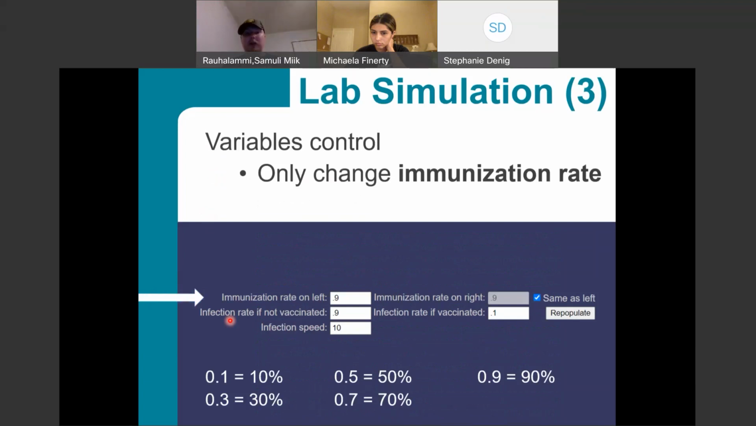And you also choose how many of those people are going to be green, how many of them are going to be red. So what's the immunization rate of the population? We're going to use, rather than percentages, numbers that you'll see in statistics. 0.1 refers to 10%, 0.3 refers to 30%, 0.5 to 50%, 0.7 to 70%, and 0.9 to 90%. How much of the population has been immunized?